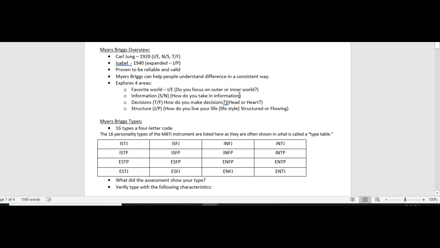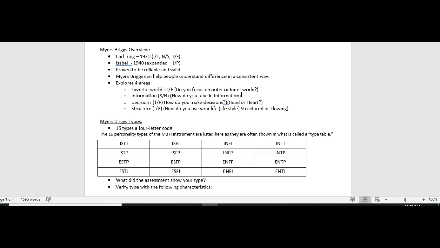The next one is, how do you take in information? And that's an S and N, sensing or intuitive. Why is that important? This is probably one of the most important parts for education, because education is all about taking in information and internalizing it for use in other areas. So there's either the S, which is the detailed view, or the N for intuitive, for the big picture view. And we talk a little bit more about that further down in our discussion.